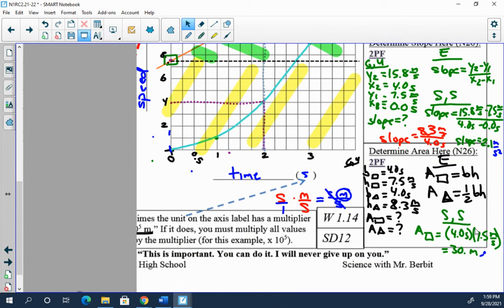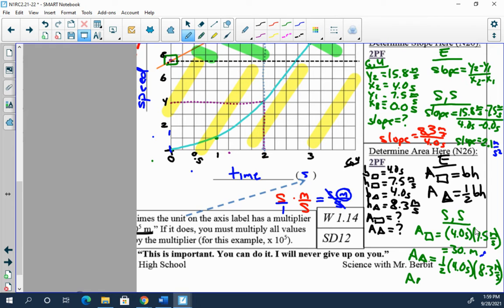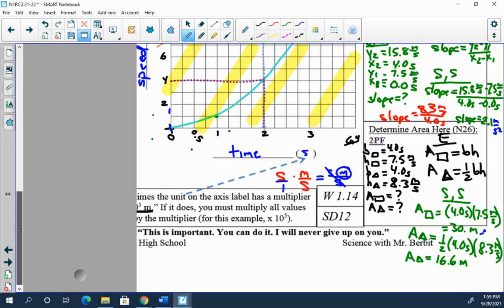So now we need to find the area of the triangle. Here's the equation. Area of the triangle is 1/2 base times height. So over here, area of the triangle is 1/2 times 4.0 seconds times 8.3 meters per second. And so the area of the triangle will come out to, half of 4 is 2. 2 times 8.3 is 16.6. And seconds times meters over seconds results in meters again, naturally.